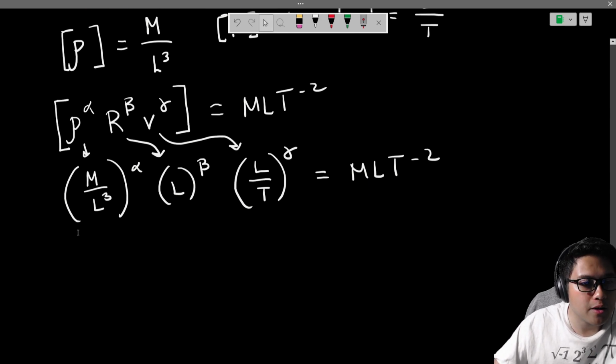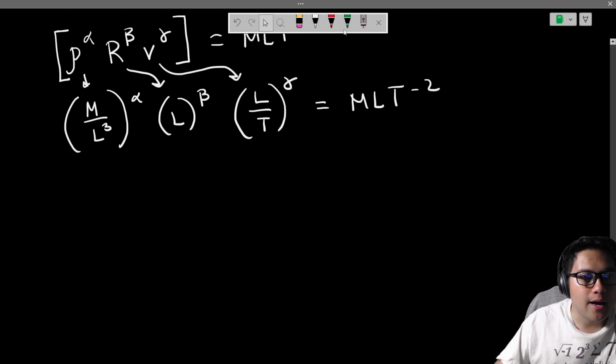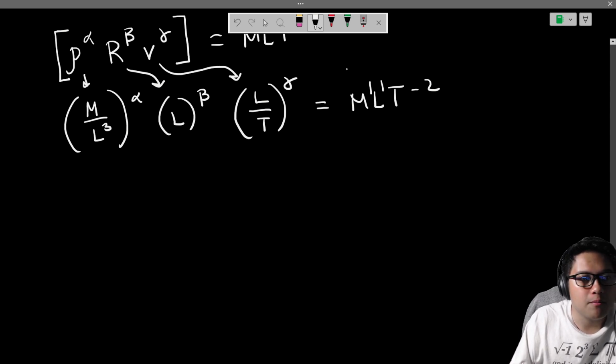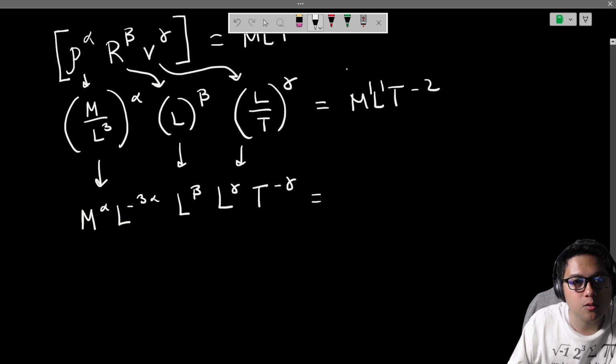I know I sound like a broken record, but I think just repeatedly saying that will help drive the point home. And now we have to play the game of matching things on the left and the right side. So first off, I should also just say this is m to the 1, L to the 1. I know that is kind of obvious, but maybe it'll help us when we're doing the algebra. So bringing this term down here, we have m to the alpha, L to the negative 3 alpha. This term gives us L to the beta. This term gives us L to the gamma, t to the negative gamma, and this equals, again, m to the 1, L to the 1, t to the minus 2.